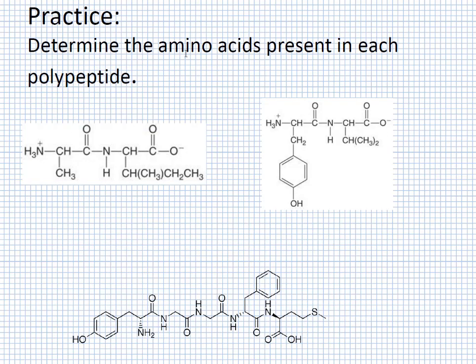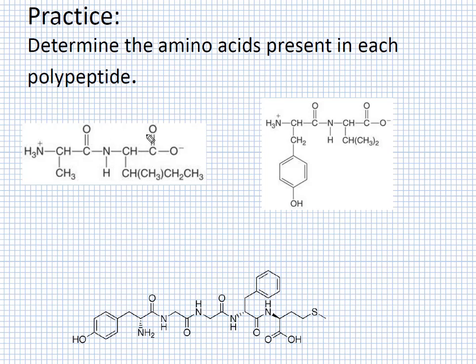Here they're asking, determine the amino acids present in each. And you might come across this. They might ask you to do something like this in the homework. I wouldn't ask you to do it. Well, you might see this on the test, because honestly the tests are online, and you do have access to your textbook. So what you really need to do, determine the amino acids present, is, again, focus on the carbonyls.